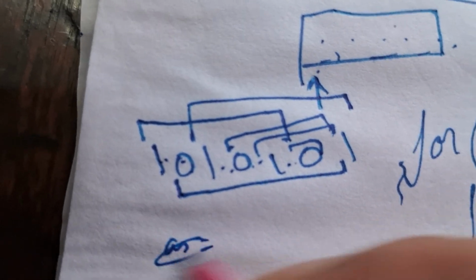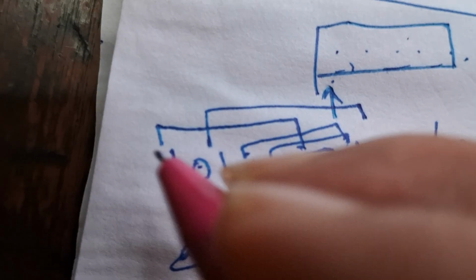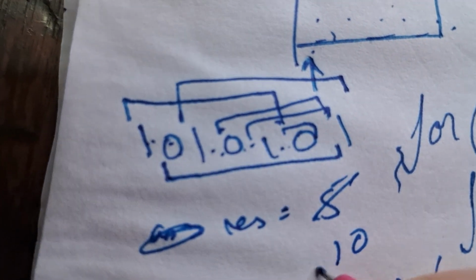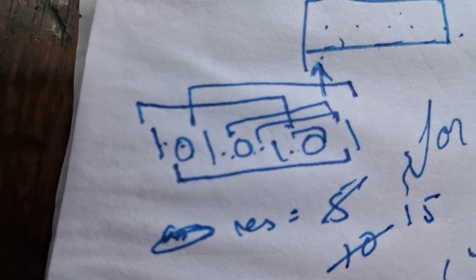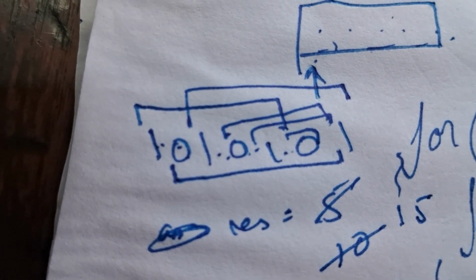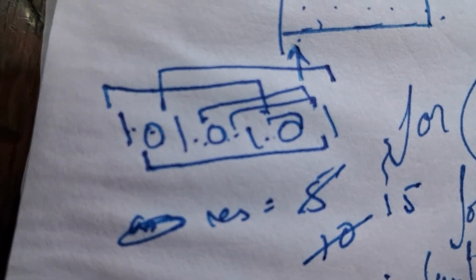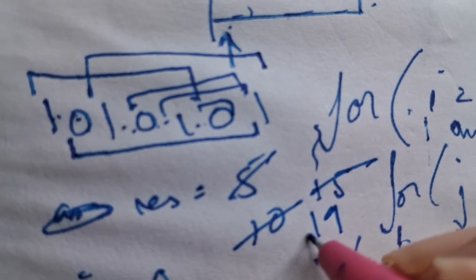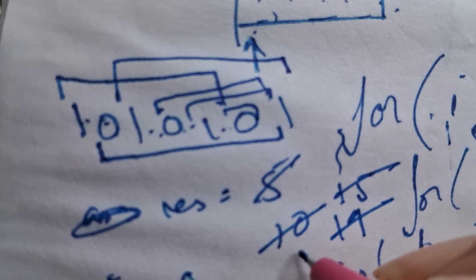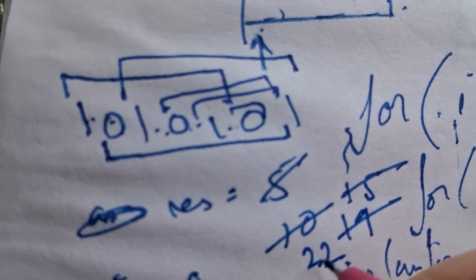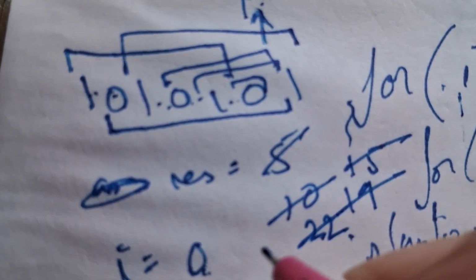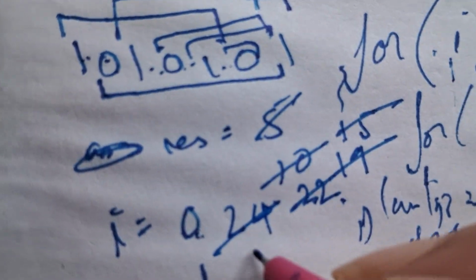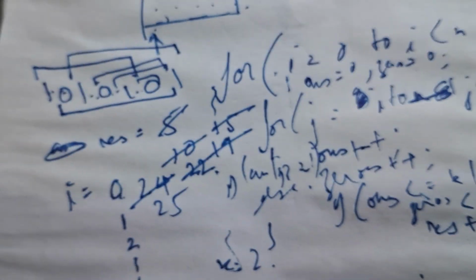So the result is 5 for this. Then it is also 5 for this, so that becomes 10, and then again 5 for this, that becomes 15. Then there is 4 for this, so it becomes 19, then 3 for that, so 22, and then 2 for this, so that is 24, and then 1 for this, that is 25. So I hope this is clear for you.